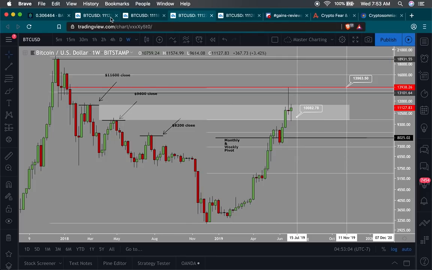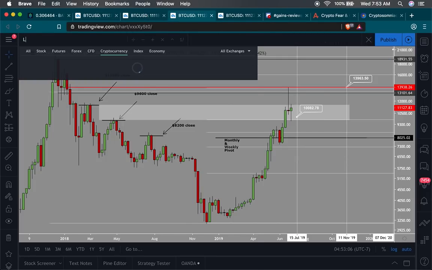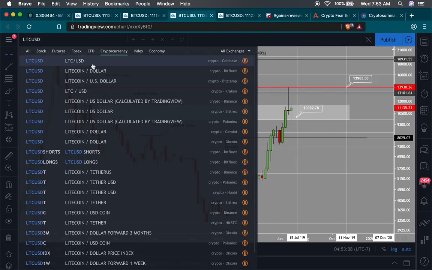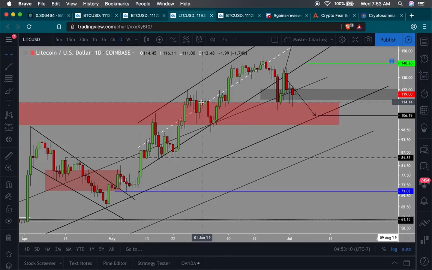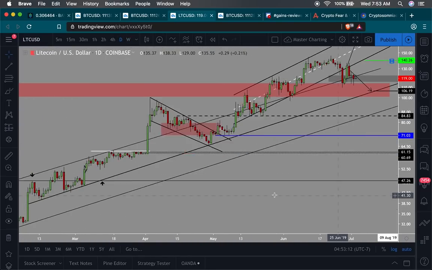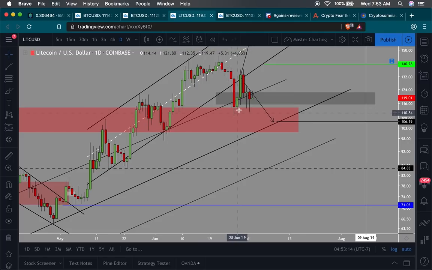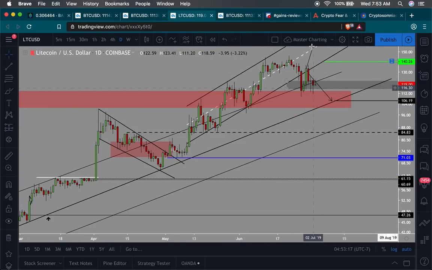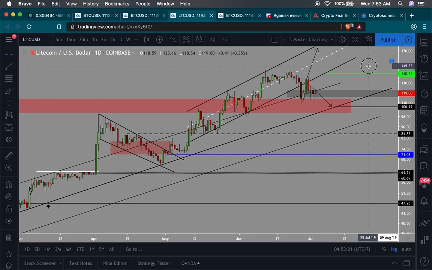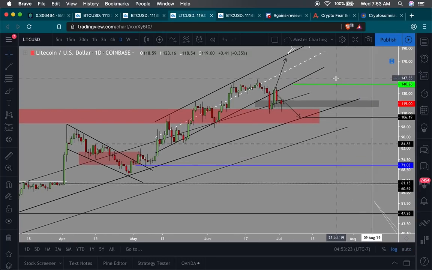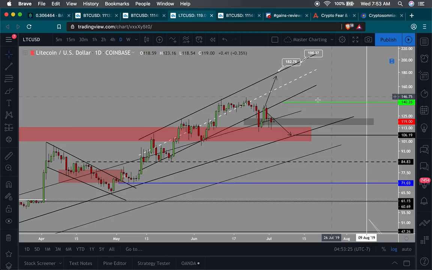All right, I'm going to check out LTC real quick. A lot of people love LTC. I did state that if LTC bounces off this red box successfully, I think prices of LTC are going to go higher. But even then, it all really depends on BTC, folks. If BTC does well, I think LTC will be just fine. I don't think there's going to be any issues, honestly.